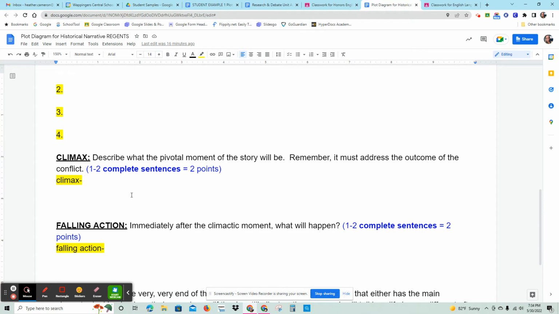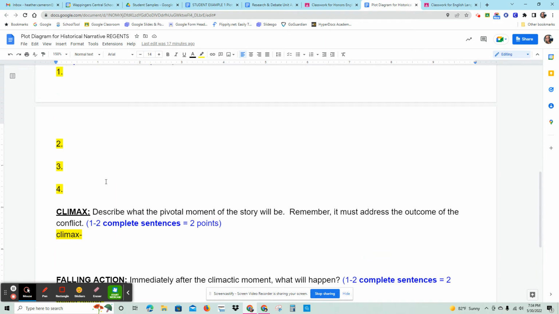Maybe Mary is reunited with her father, finally, after being separated for so many years. Maybe Mary dies in battle, or Mary's brother dies in battle, or Mary comes to some very important realization or discovery, or whatever it is, that moment should only be explained here in 1 to 2 complete sentences. Please explain what that climactic moment is going to be.